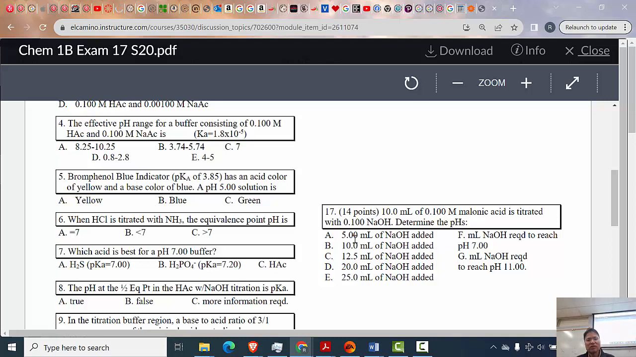And the first thing you'd do is analyze it. 5 milliliters would be half the first. 10 milliliters would be the first. 12 and a half would be 1/4 of the second. 20 would be the second. 25 would be 5 milliliters past the second. Yeah, this would be the excess strong base region. Okay. Other questions?